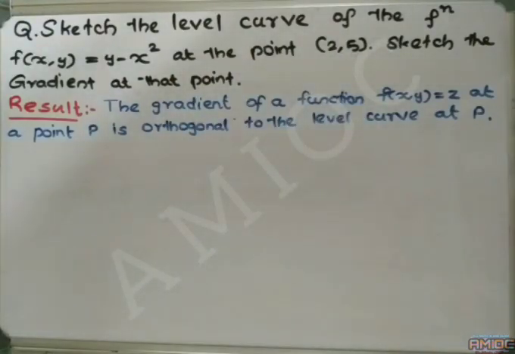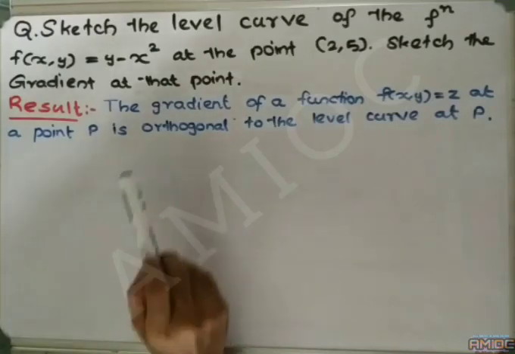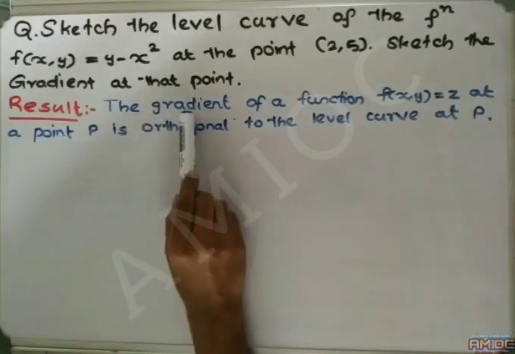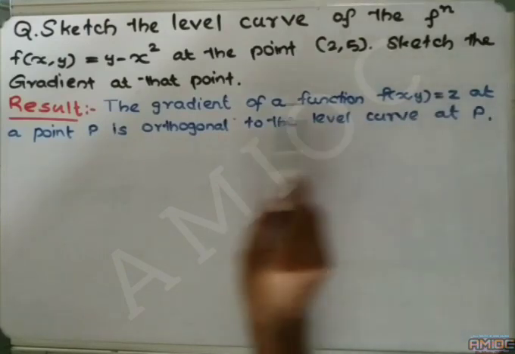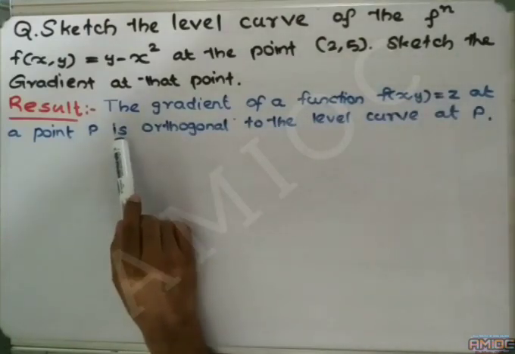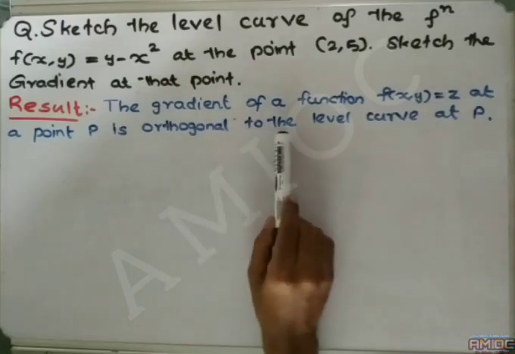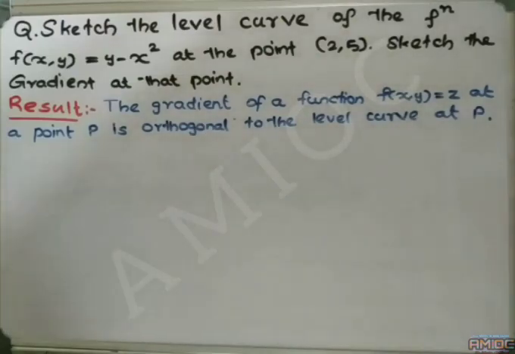In order to answer this question, we have to use a simple result. The result is that the gradient of a function f of x, y equal to z at a point P is orthogonal to the level curve at P. First of all, we can sketch the level curve of the given function.